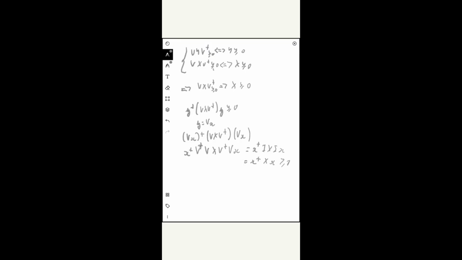because x was a totally arbitrary vector. We just proved that x dagger X x is greater than or equal to 0 for any x, and so it means X is semi-definite. So yeah, that's it.